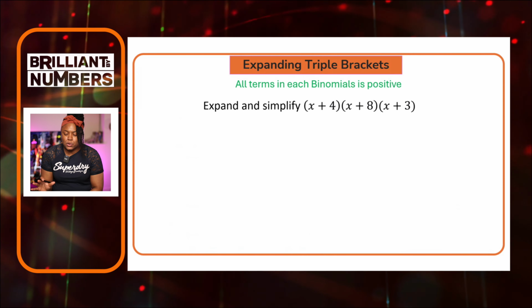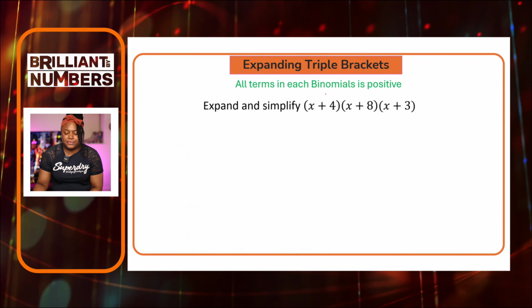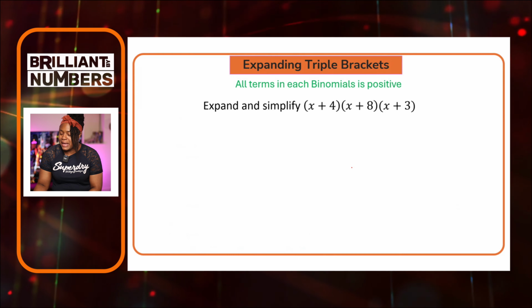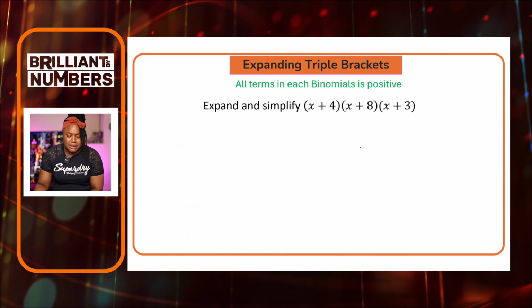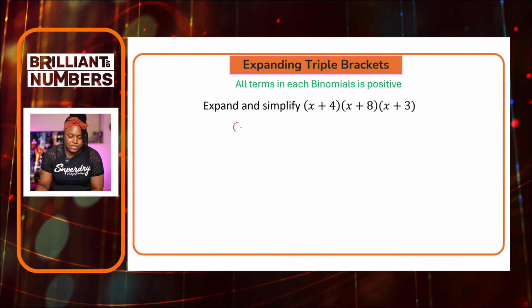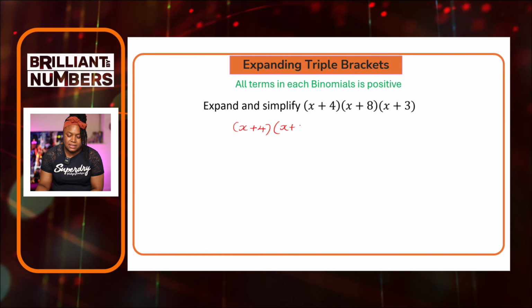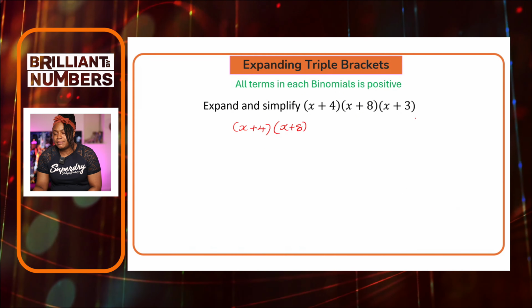Absolutely brilliant. So now we go to our first example, where all terms in each of our binomials are positive. So all is positive. So we've got 3 brackets here, x add 4, x add 8, and x add 3, and we're asked to expand and simplify. So what we're going to do, we're going to use the FOIL method. So we're going to expand the first 2. So it's x add 4 and x add 8. And then when we collect the result and use it to multiply the third.